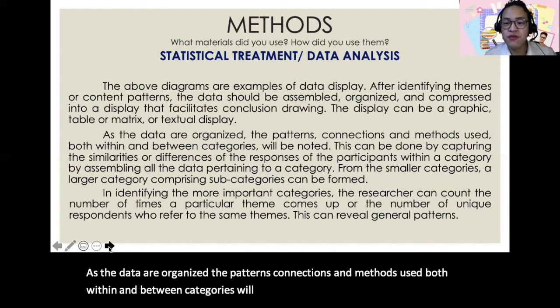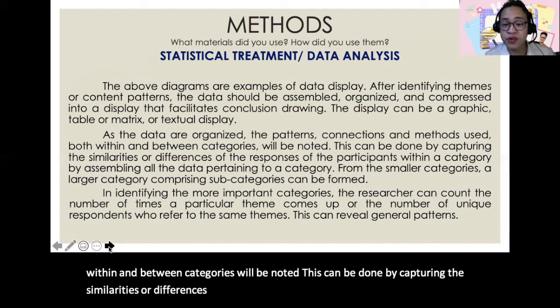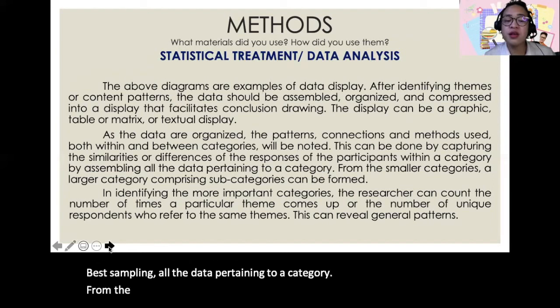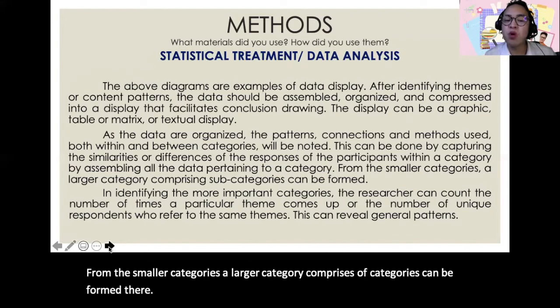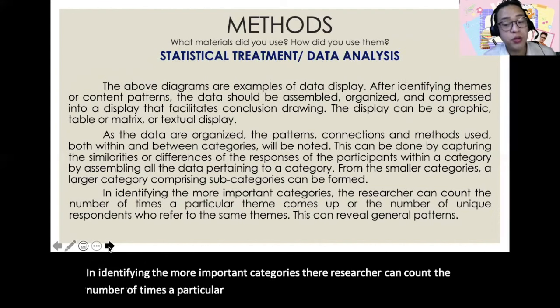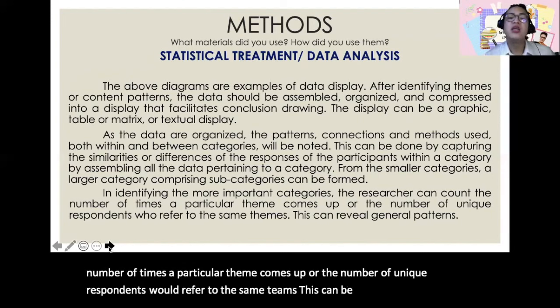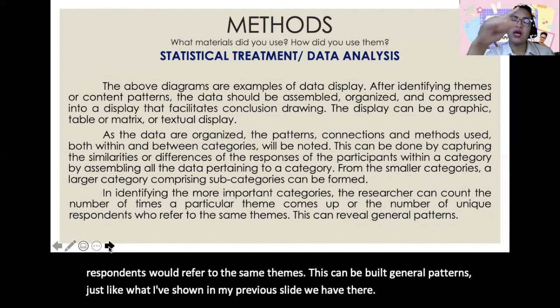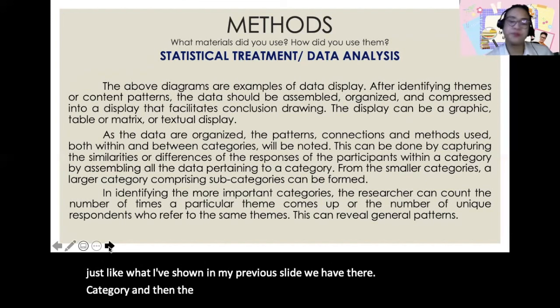This can be done by capturing the similarities or differences of the responses of the participants within a category, by assembling all the data pertaining to a category. From the smaller categories, a larger category comprising subcategories can be formed. In identifying the more important categories, the researcher can count the number of times a particular theme comes up or the number of unique respondents who refer to the same themes. This can reveal general patterns. Just like what I've shown in my previous slide, we have there the category and then the number of responses.